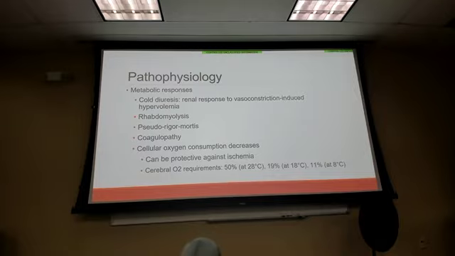So, you get vasoconstriction, which then leads to what the kidneys think is a hypervolemia, so you start to pee more, you get cold diuresis. You get rhabdo, like a pseudo-rigor mortis. It can lead to that coagulopathy, which is why we think about that during our trauma patients as well, because we got that lethal triad.